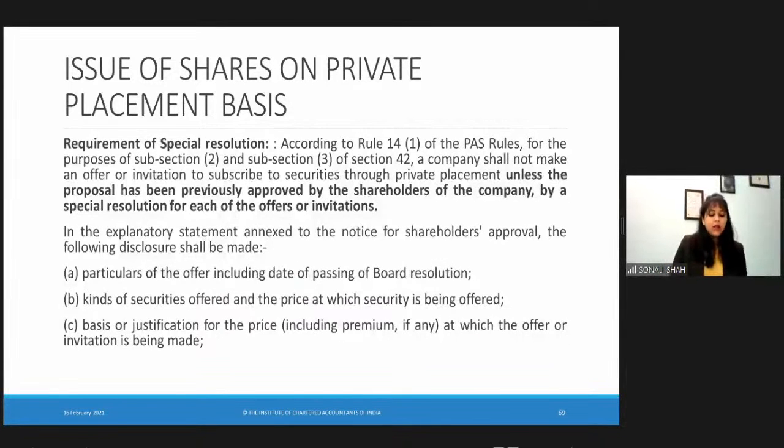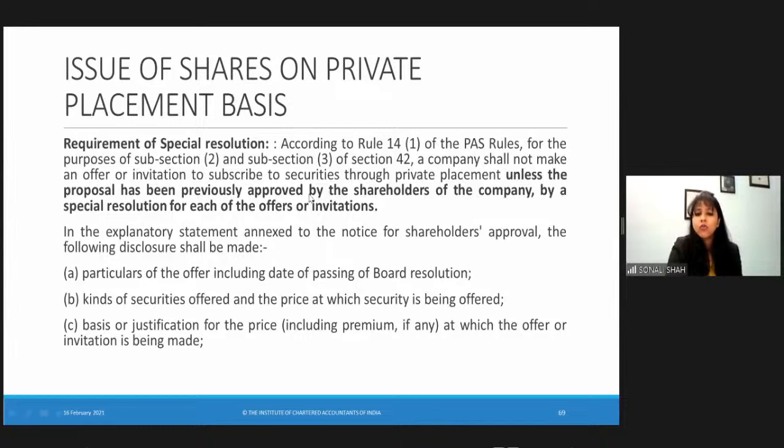Now, whenever a company has to make a private placement, it needs to pass a special resolution. However, there are certain twists and turns to this requirement of special resolution.